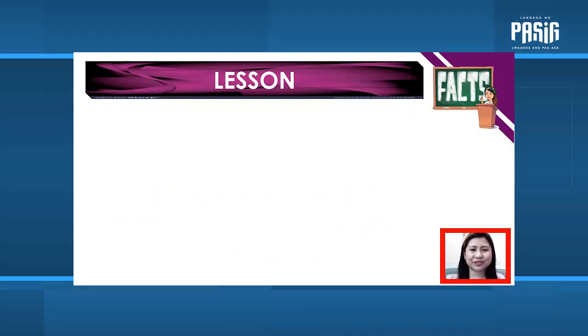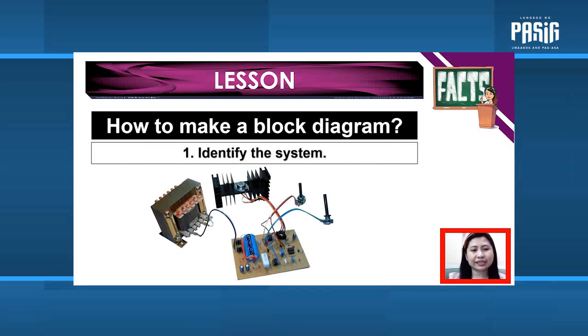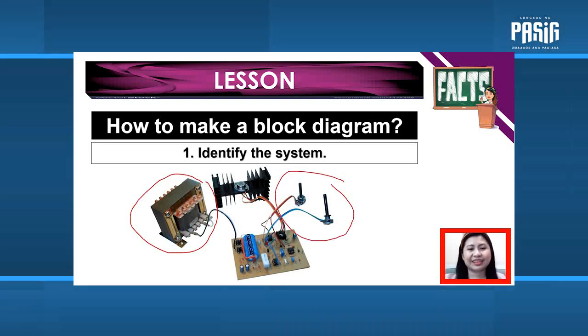Now let us learn how to make a block diagram. The first step is for you to identify the system or the circuit of a device. Here is an example of a power supply unit. The first component that receives a voltage is the transformer. So with your block diagram, you have to identify where the voltage starts and where it ends. So that is the first step, identify the circuit.